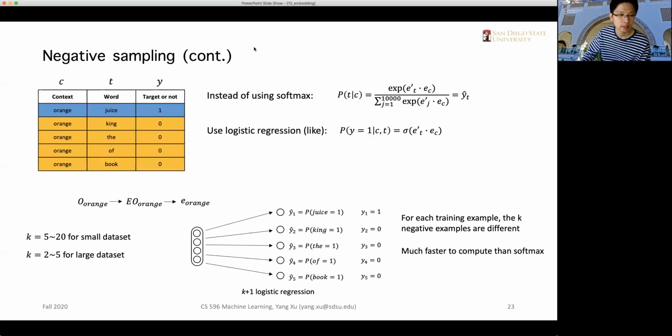A common choice for the value of k depends on the data sets. Generally speaking, when you have large data sets, you can use a smaller k, but for smaller data sets, you want a larger k.